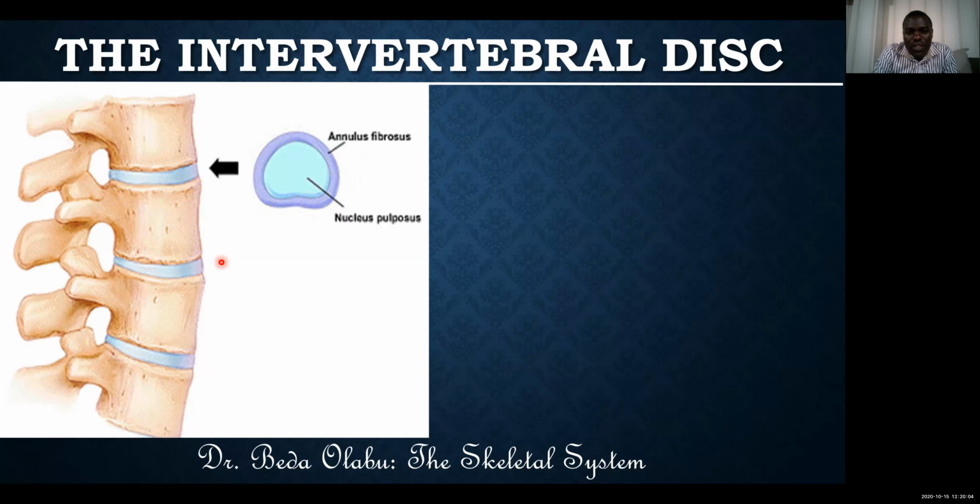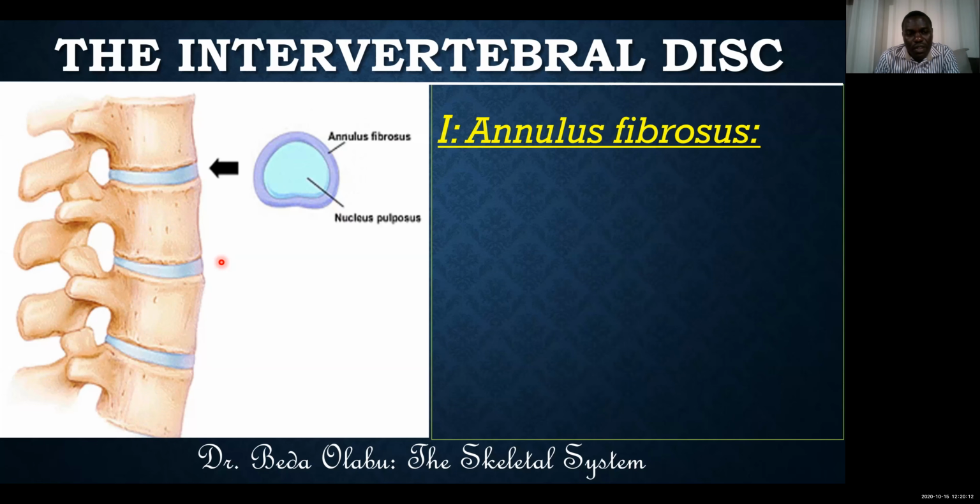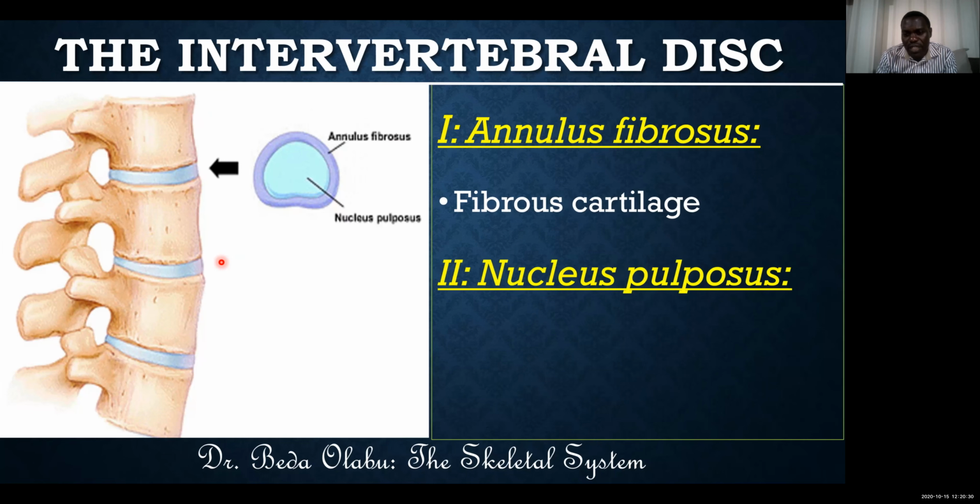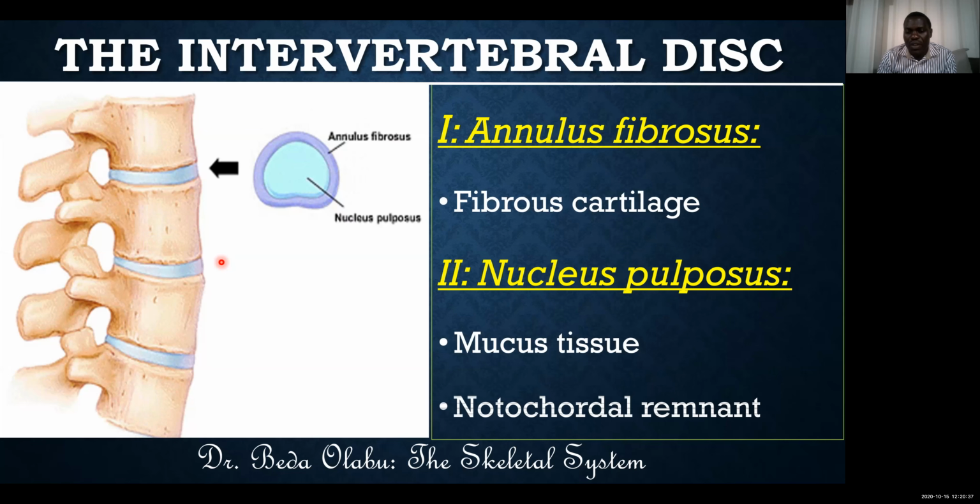Now let's talk about the intervertebral discs. Intervertebral discs are joints between vertebral bodies. Each disc has 2 components. The outer part is a fibrocartilaginous structure, which we call the annulus fibrosus. The central part contains mucous tissue, a remnant of the notochord. We call it the nucleus pulposus.